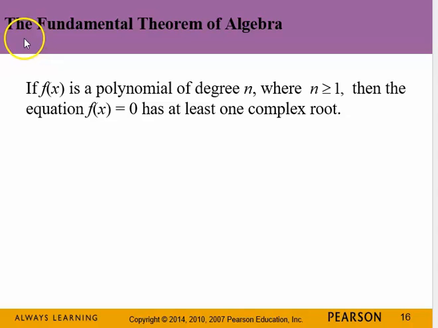Another background item, the fundamental theorem of algebra. If the function is a polynomial of degree n, where n is greater or equal to 1, then the equation, that function when it's equal to 0, has at least one complex root. And this refers to complex numbers that we just mentioned.